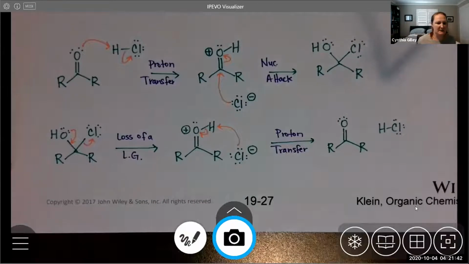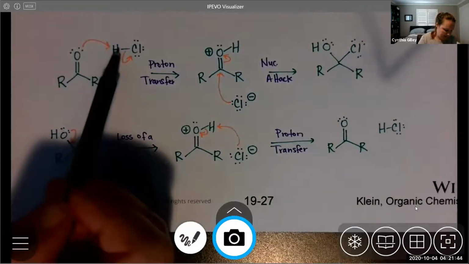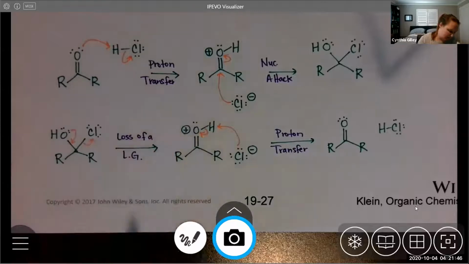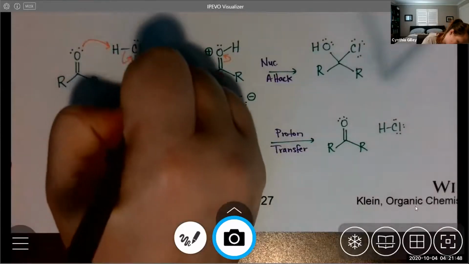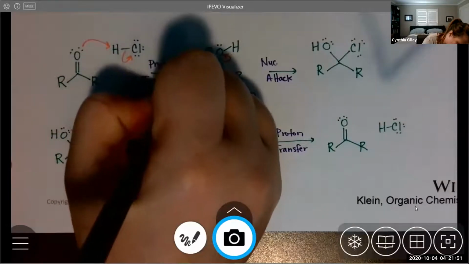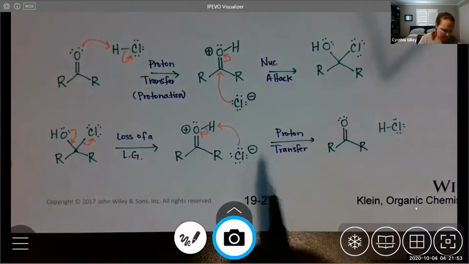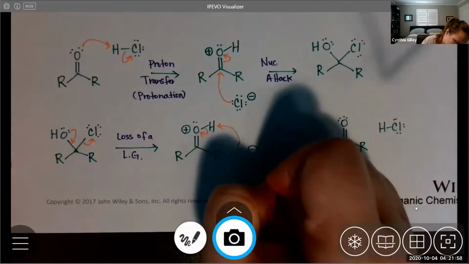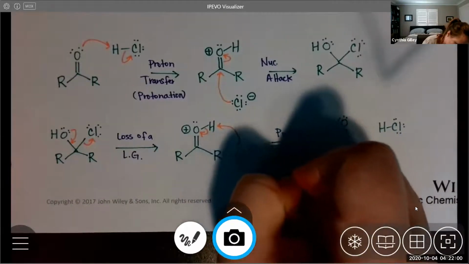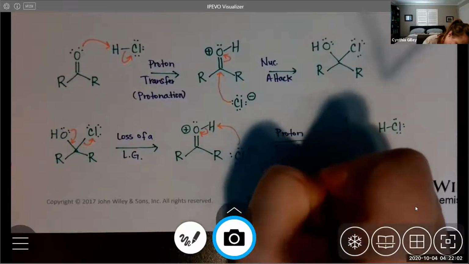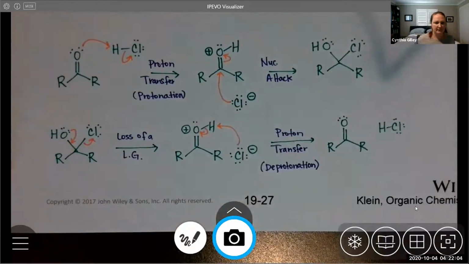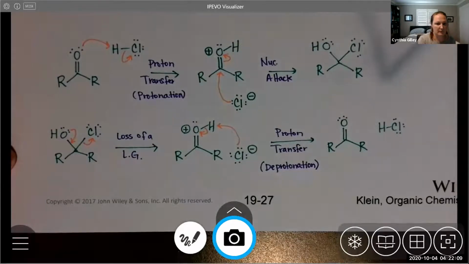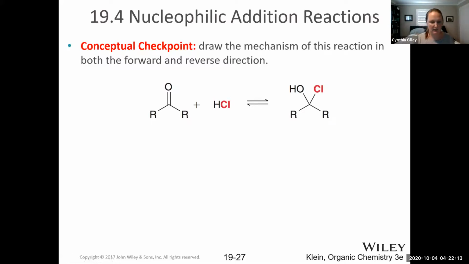Sometimes, because we are adding a proton to our organic substrate, we call this a protonation. And when we are removing a proton from our organic substrate, sometimes we call this a deprotonation. Okay, let's go back to our slides and continue on.